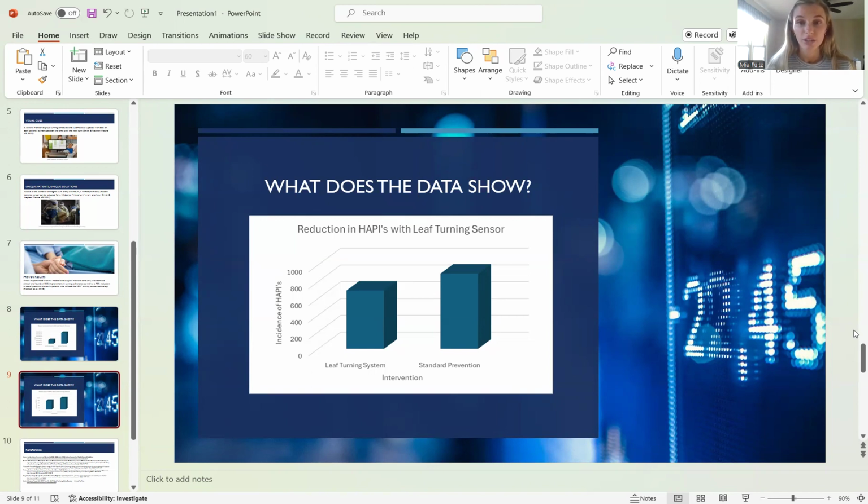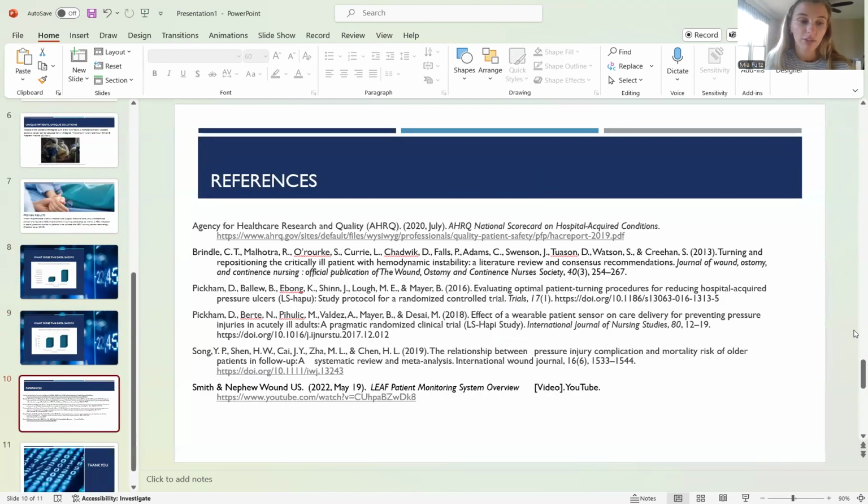So overall, you can see that implementing this has great effects for even staff satisfaction because we can help each other using this technology. We don't need to pop our head out or maybe put on a call light to get help. You can see a patient's due for a turn and you can be proactive. You can also see there was a financial return as well as better patient outcomes. So this is definitely a useful technology that I think our medical ICU patients would surely benefit from.